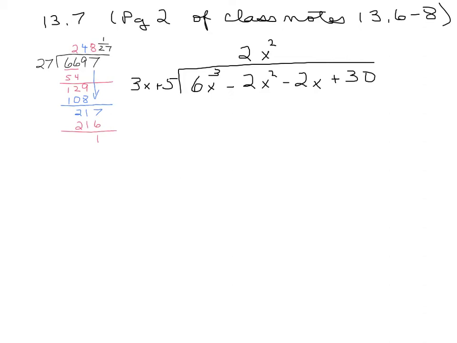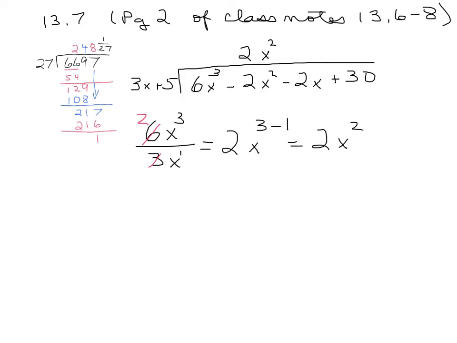So what you're saying is, what is 6x cubed divided by 3x? What is your first term in your dividend divided by your first term in your divisor? And so you can see that 3 goes into 6 2 times, so you have 2x to the 3 minus 1, because down in the denominator you have x to the first power, and so that is how I got 2x squared.